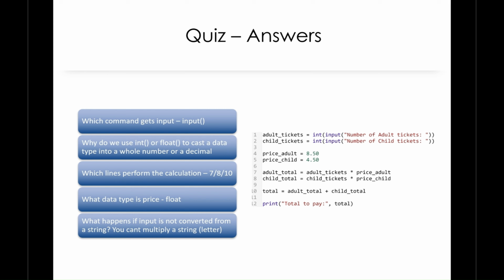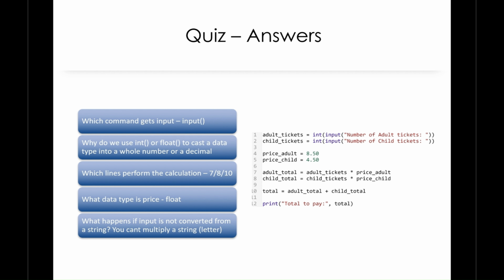Okay, answers. Make sure you've got your sheet of paper, or if you've remembered your answers, let's go through them. Which command gets input? It's the word input with 2 brackets. Why do we use int or float? Well, the reason is because Python defaults to using strings. We need to cast a data type into a whole number or a decimal, which we can then use in a calculation. We can't use strings in calculations. Which lines perform the calculation? It's line 7, line 8, and then line 9, where we've got multiplication and addition.